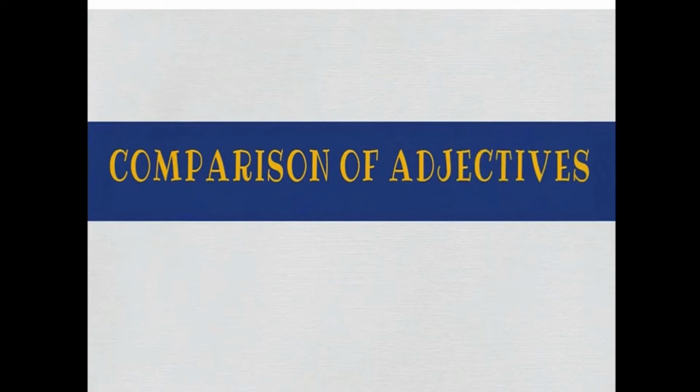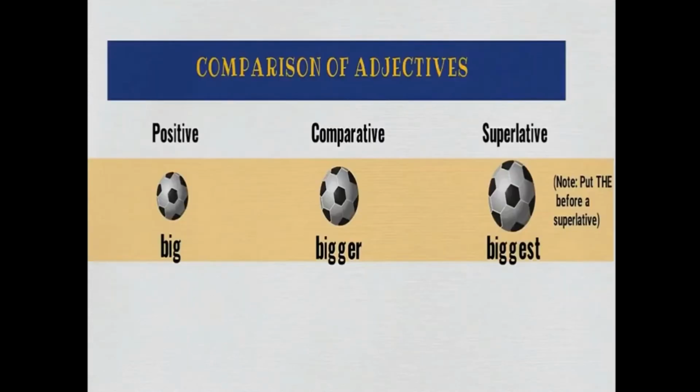الصفات في الإنجليزي يا شباب لها 3 أشكال: positive, comparative, and superlative. What do these forms mean? The positive form is the basic of the adjective. For example, tall or big.